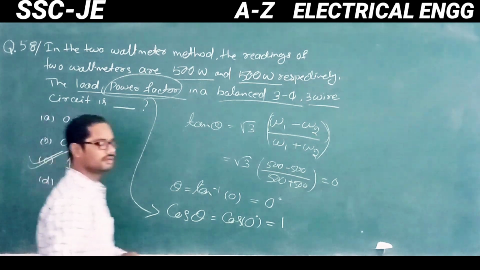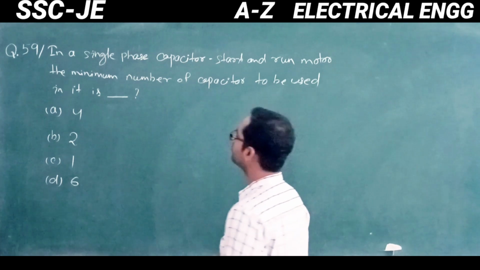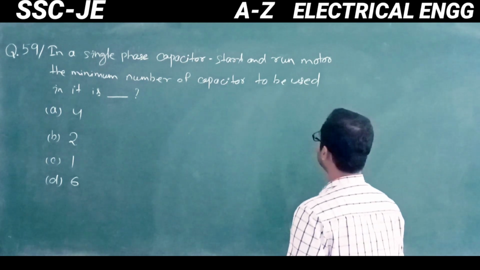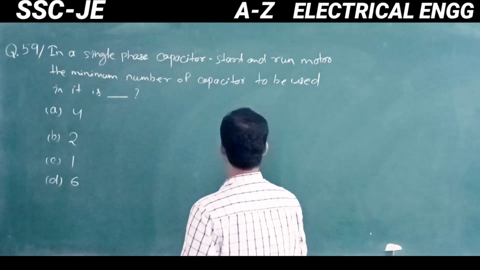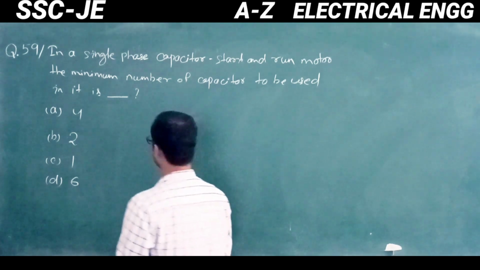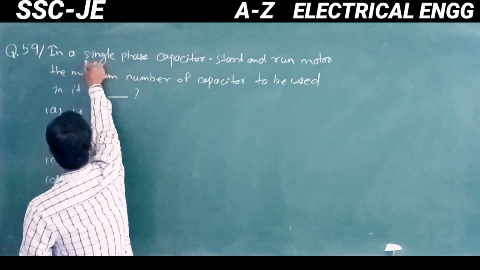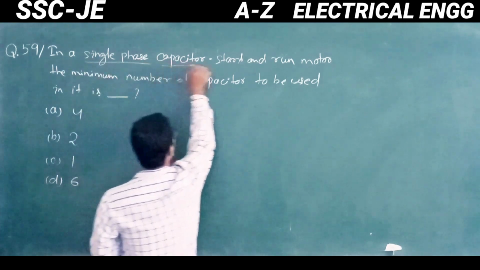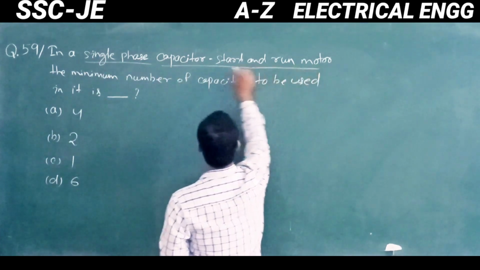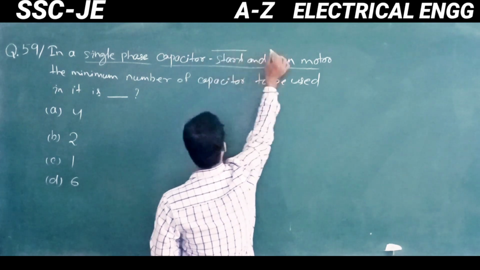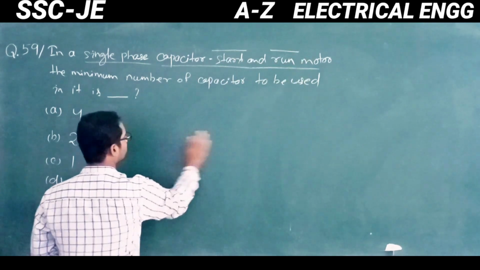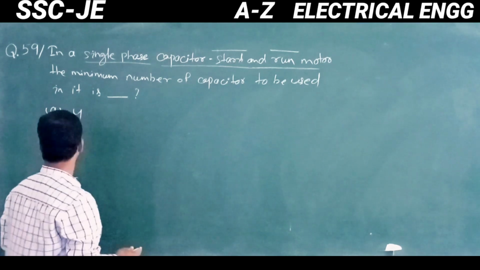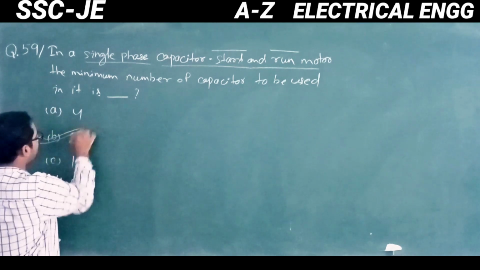So moving to the next question, 59. So the question is, in a single phase capacitor start and run motor, the minimum number of capacitors to be used in it is dash. So the motor is a single phase motor having capacitor start and capacitor run. Okay. So for the starting and running, two purposes are there. So the correct answer is option number B, 2 capacitors.